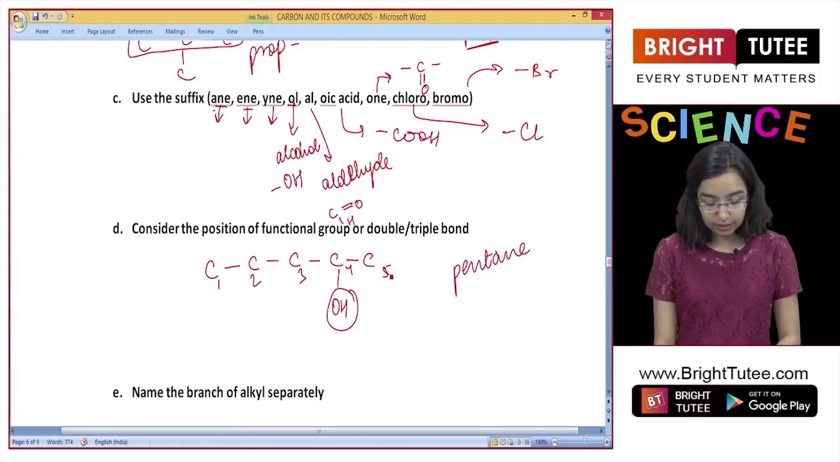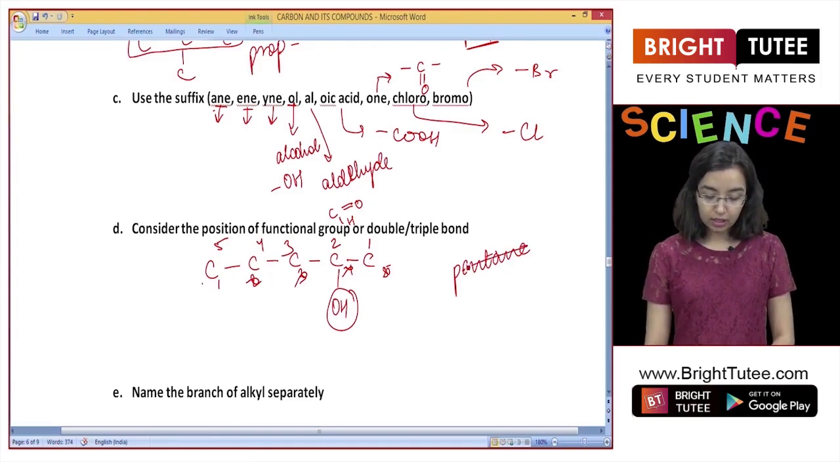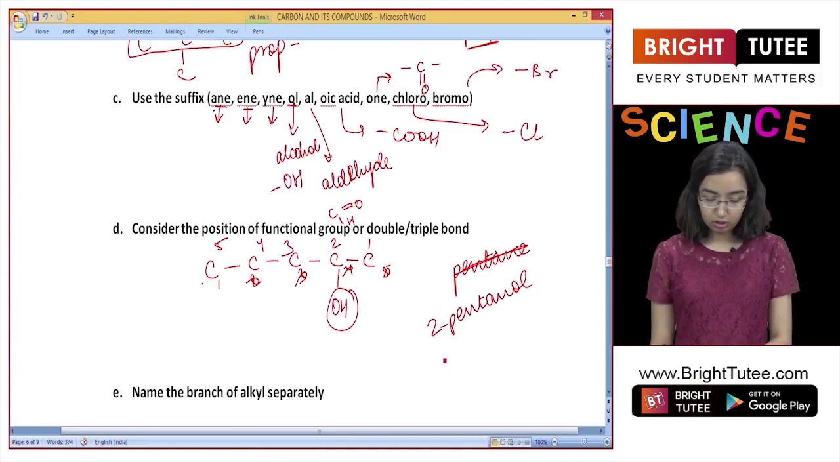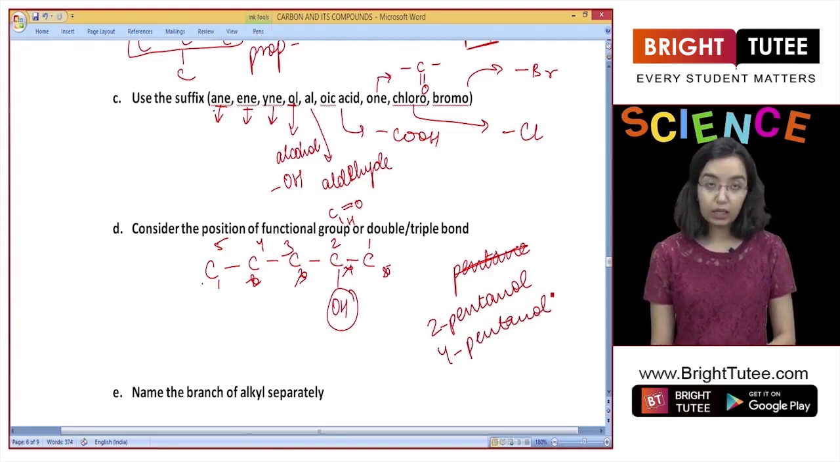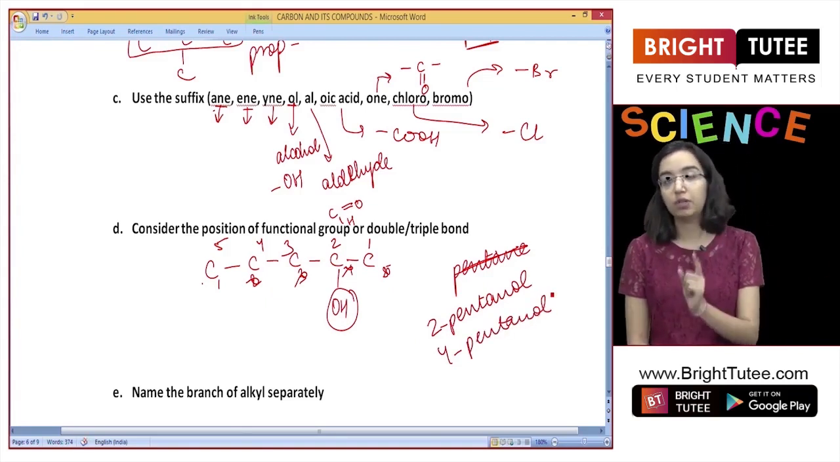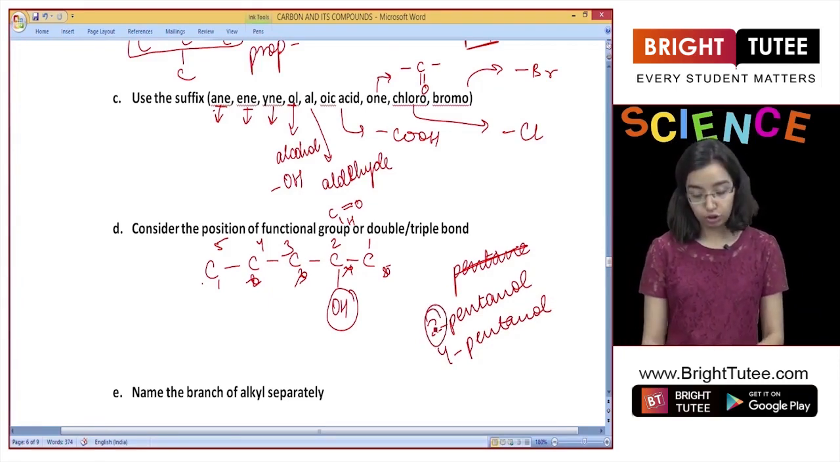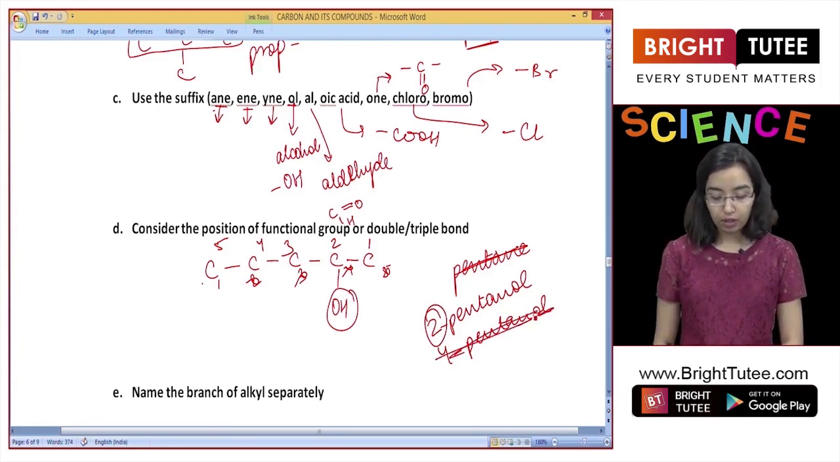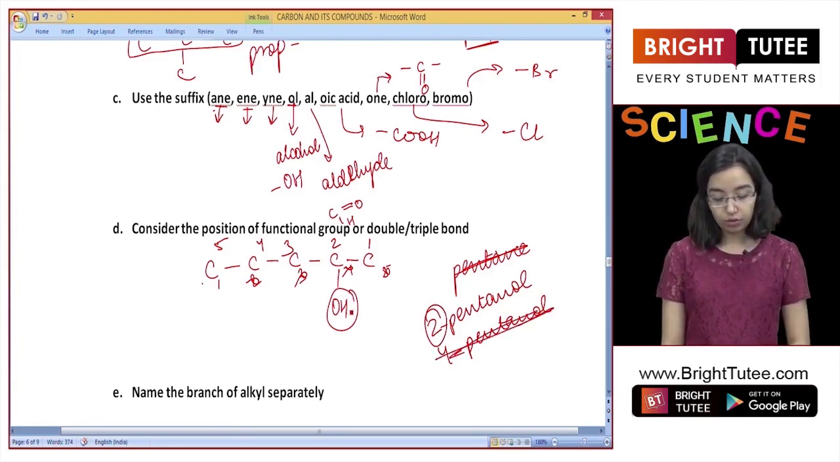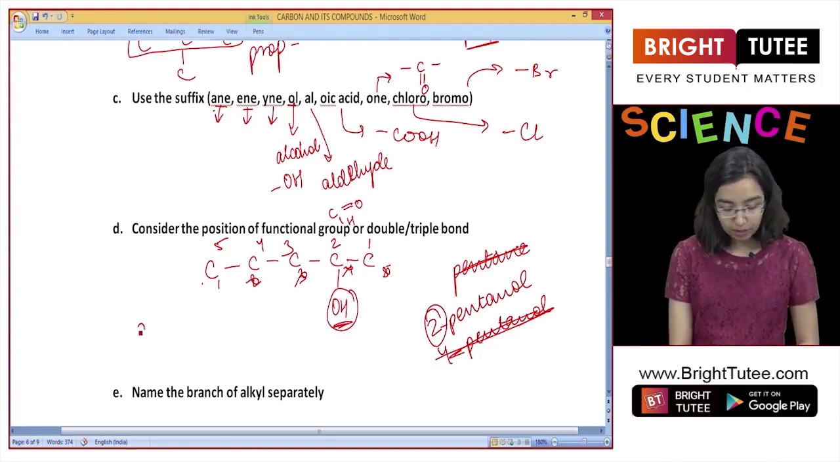So you will not name it like this. Rather, you will start from here. This will be 1, 2, 3, 4, 5. What happens here is it becomes 2-pentanol. It is not 1, 2, 3. It is not 4-pentanol. So we have 2 options here. We can start naming from this end or from that end. But you start naming from the end, which gives it the lowest position, the lowest number. So here I'm giving it the position of 2 and not 4 because we want to reduce the position of the group. Same happens with double bonds also.